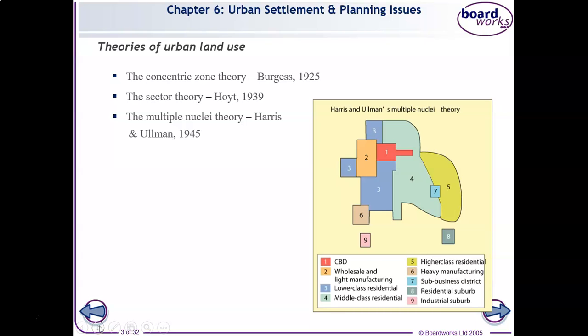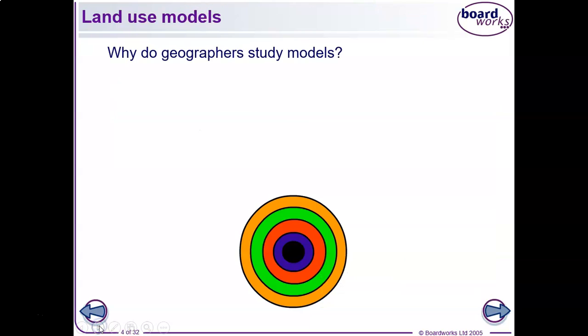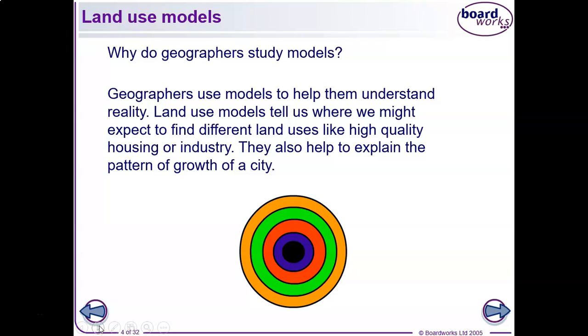So you can see that all three of these urban land use theories are quite old, and so they don't perfectly fit with our cities today, but you might take elements of them. So why do geographers study models? Well, geographers use models to help them understand reality. Land use models tell us where we might expect to find different land uses, like high quality housing or industry, and they also help us to understand the pattern of growth of a city.